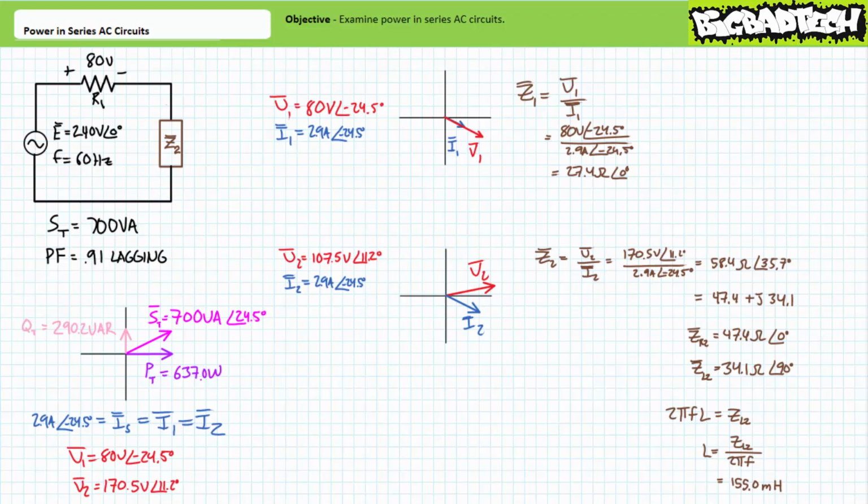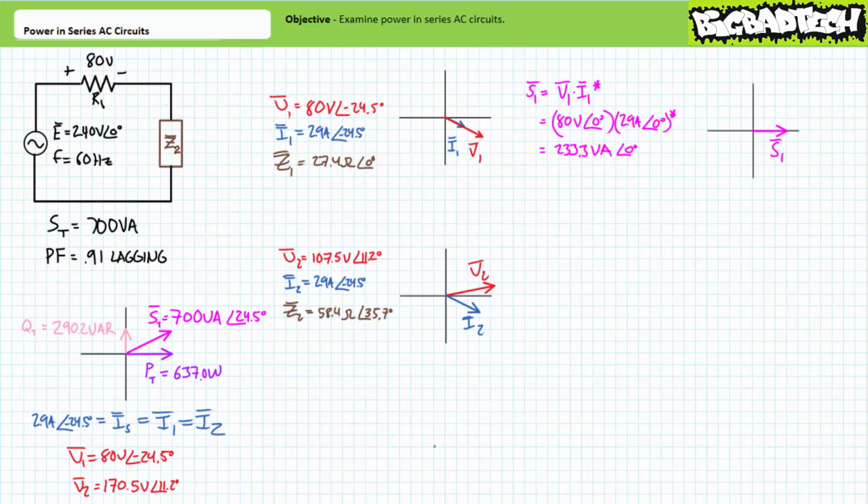Given element 1 is entirely resistive, we should anticipate it to consume nothing but real power. Given element 2 is both resistive and reactive, we should anticipate it to consume both real and reactive power. Importantly, given we solved for total apparent, real, and reactive power earlier in this example problem, we should anticipate the sum of the individual apparent powers, accounting for direction, to equal this total apparent power value.